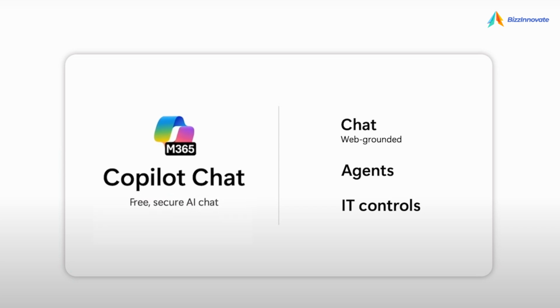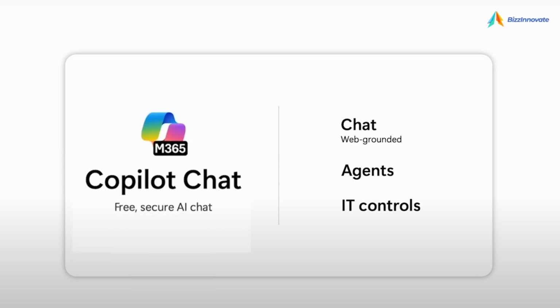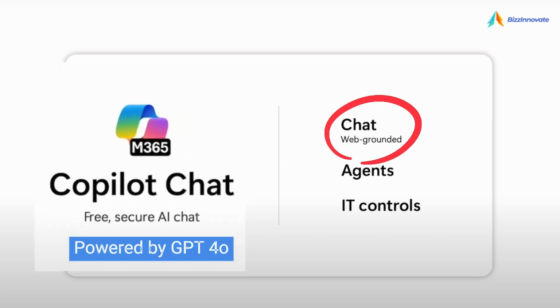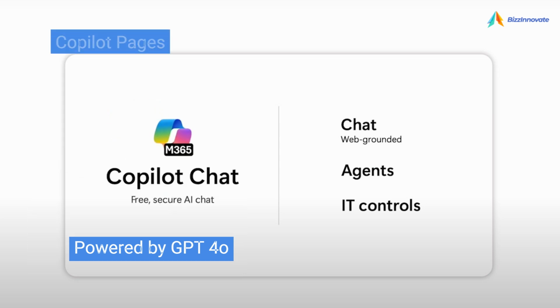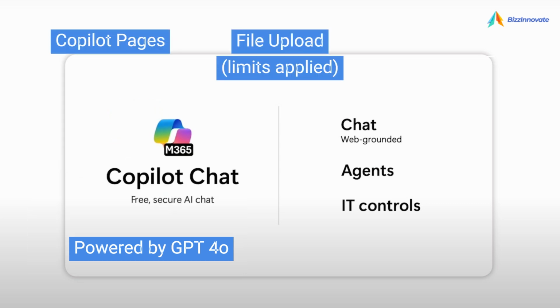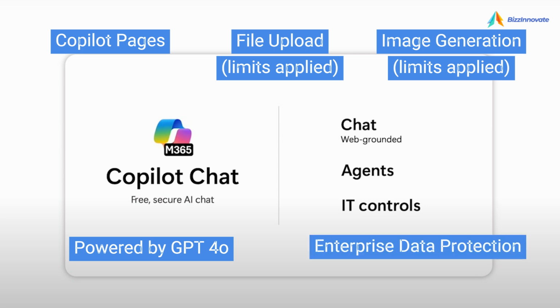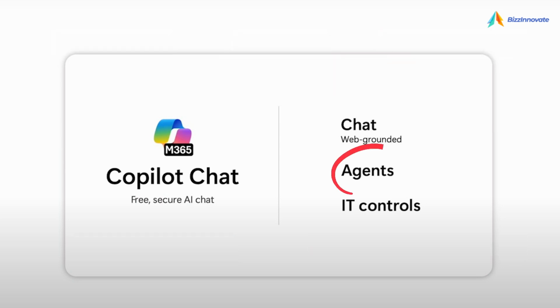Copilot Chat includes secure AI chat grounded in web and powered by GPT-4o. It also features Copilot pages, file upload, and image generation. It offers enterprise data protection, which is secure for business use. It also gives you functionality to create agents or chatbots.